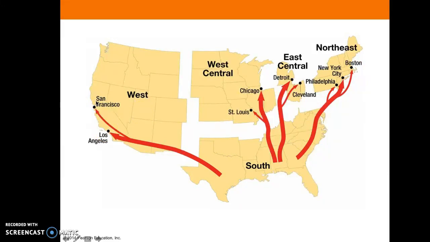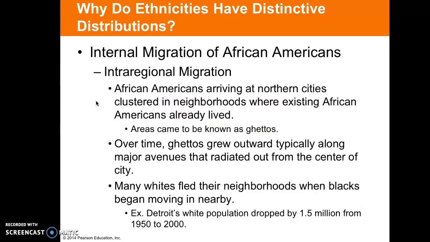And you can still see large clusters of African American populations in these areas today. And they are the descendants of people who moved from the south up to the north to work in general. The intra-regional migration meant that African Americans were living in these northern cities, and they tended to cluster in neighborhoods where existing African Americans were already living. These areas came to be known as ghettos, although we know the first group that ever lived in a ghetto, it was a term for places they forced Jewish people to live in Europe prior to World War II.